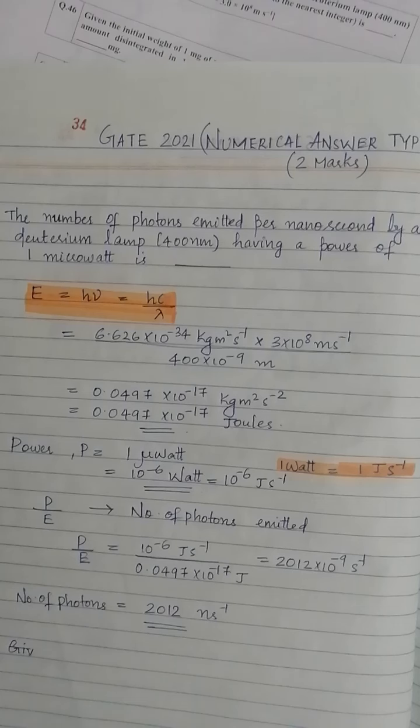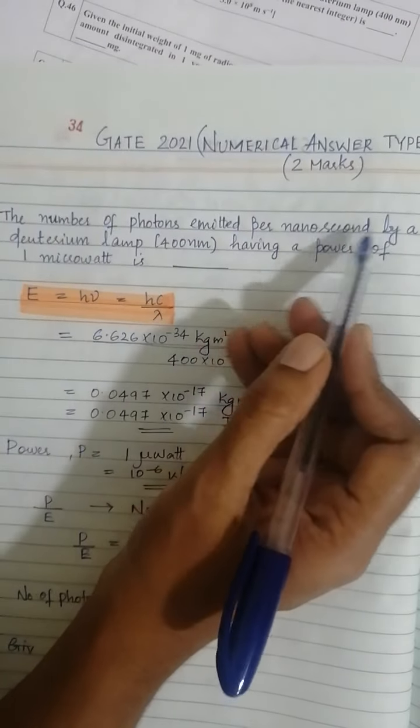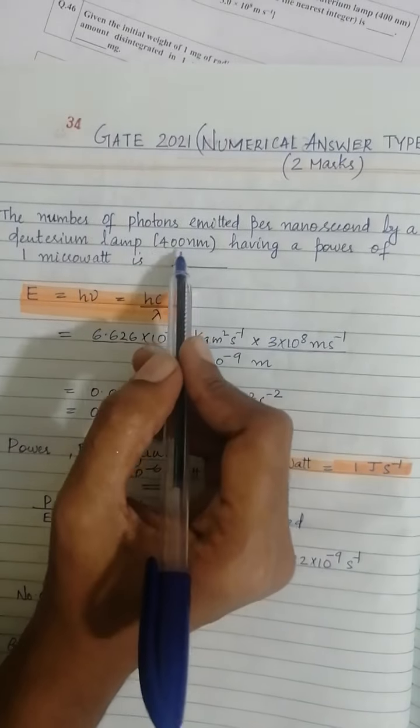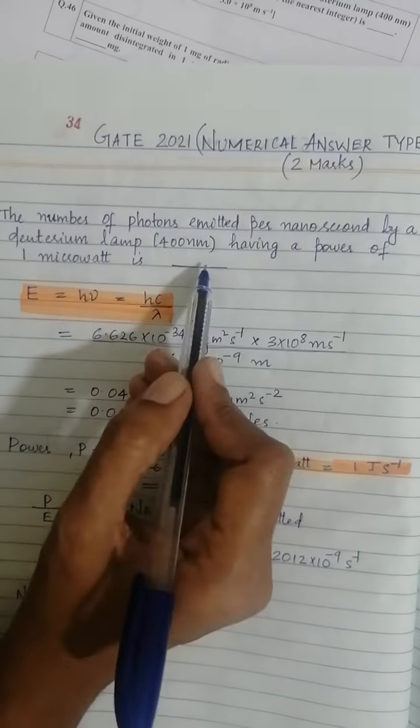Today let's discuss some of the numerical answer type questions that came for GATE 2021 for 2 marks. So the first question is: the number of photons emitted per nanosecond by a deuterium lamp of 400 nanometer wavelength having a power of 1 microwatt is.